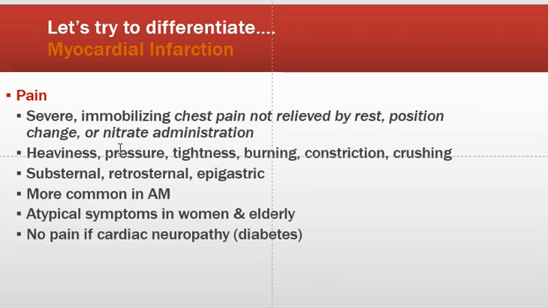People complain of heaviness and pressure, burning in their chest, constriction, crushing pain, and often they'll tell you they feel like they've got an elephant sitting on their chest. It can be substernal, retrosternal, or epigastric in terms of its location. It tends to be more common in the morning. Atypical symptoms, obviously, in women and elderly, as well as our diabetics who often have no pain. So just keep those kinds of things in mind, because not everybody has those classic symptoms, and it could just be that shortness of breath. In an older person, they may experience a change in mental status, like confusion, or dizziness, and so it can be very difficult to tell.